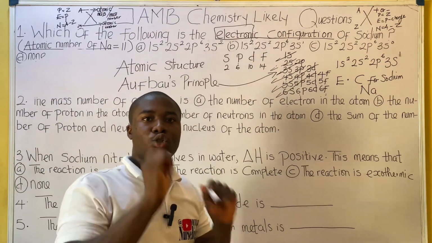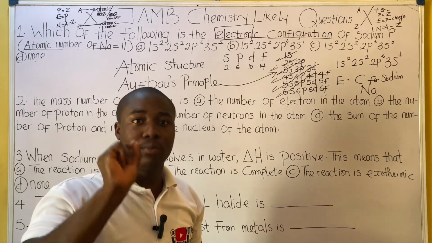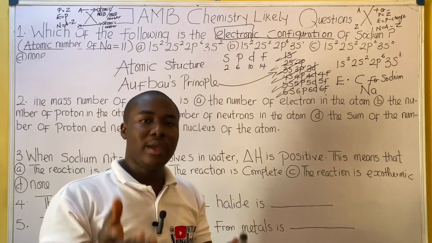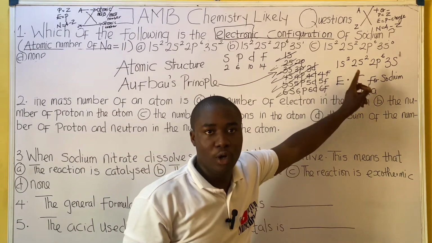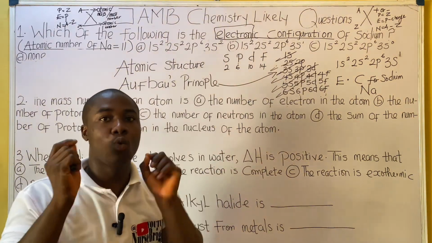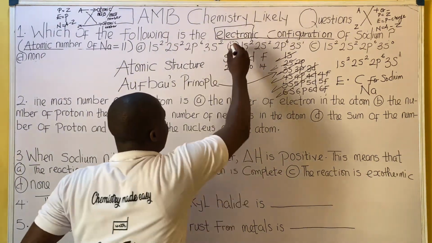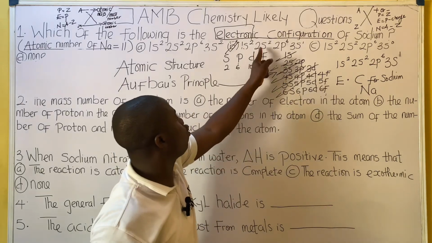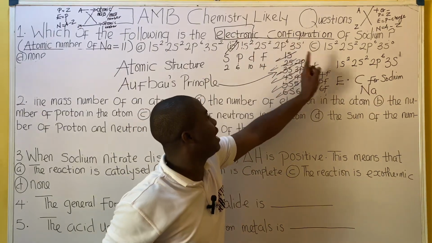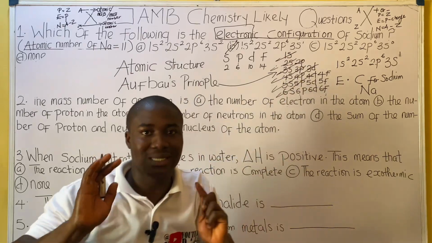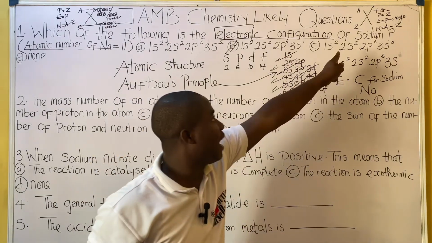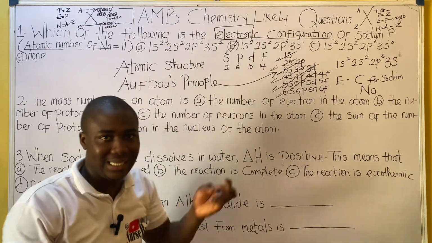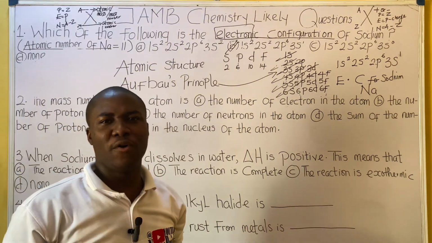So moving further, here is your own practice question. You can see from the information we got, it corresponded to what option? Option B. Because option B is 1s2, 2s2, 2p6, and 3s1. So you can see option B is the answer to this question. It cannot be option C, option A, or option D.